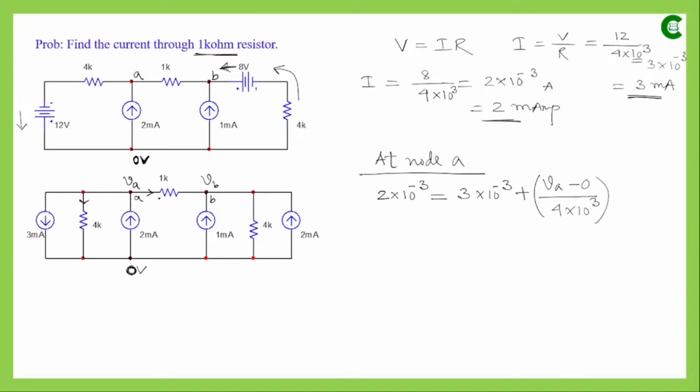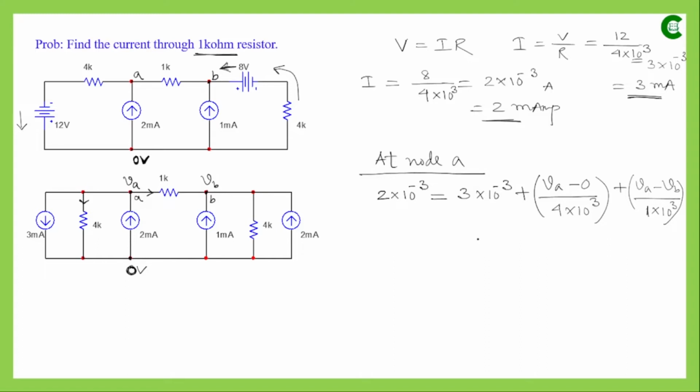Then we have another outgoing current. For that, this is at higher potential and this will be at lower potential if we go by the direction of the current. So it will be written as VA minus VB, which is the potential difference between these two points, divided by the resistance value 1 into 10 to the power 3. So this is our first node equation.